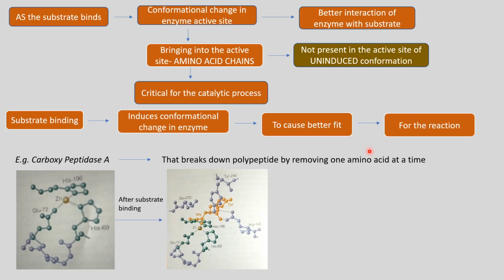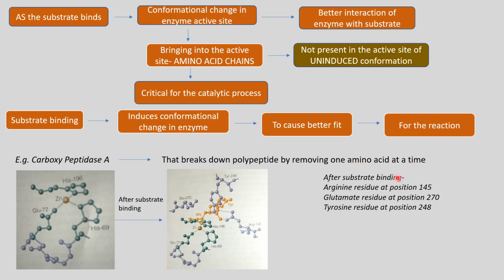Right, so we saw that after substrate binding, arginine residue is at 145th position, glutamate residue at 270th position and tyrosine residue at 48th position. Right, so this is the change that comes in the enzyme after the substrate binding, and these have come into the picture because these are important in the catalytic process.